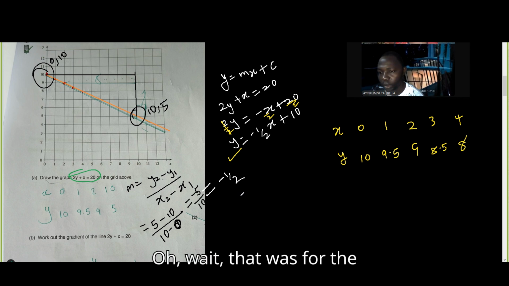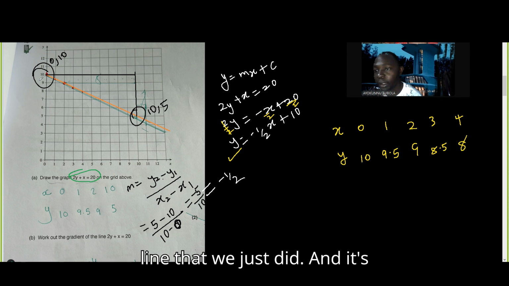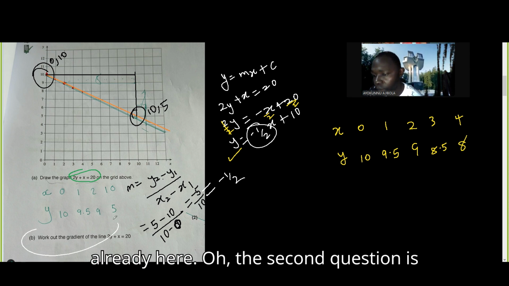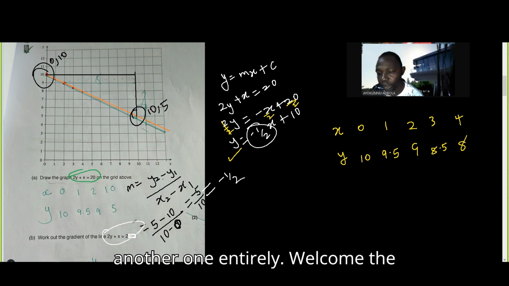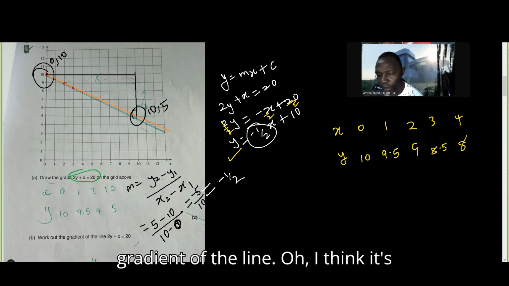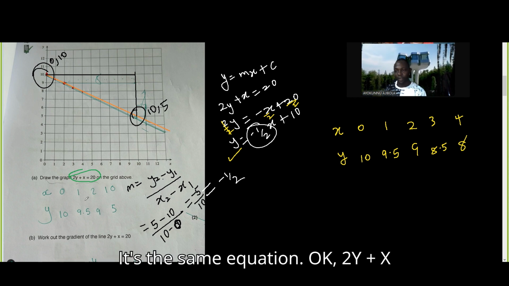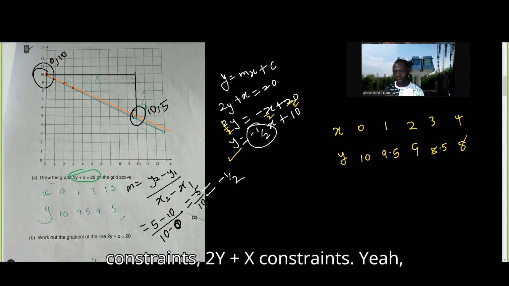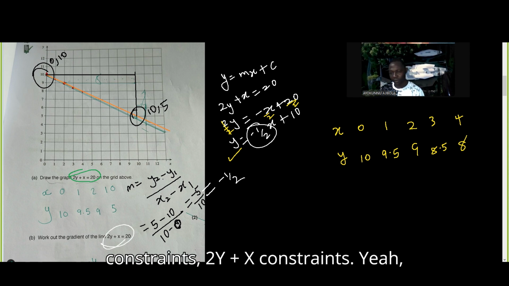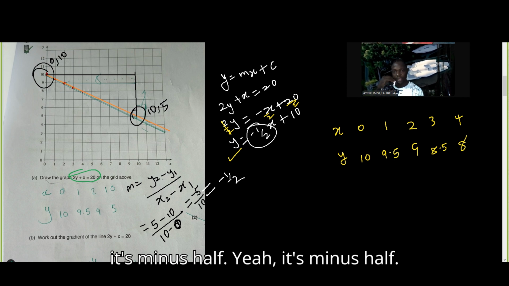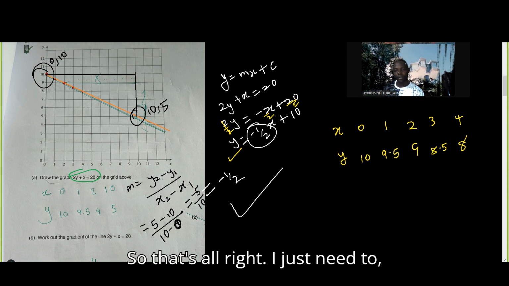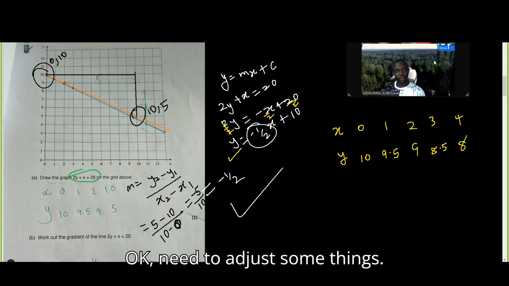Oh, wait. That was for the line that we just did, and it's already here. Oh, the second question is another one entirely. Work out the gradient of the line. Oh, I think it's the same thing. It's the same equation, 2y plus x equals 20. Yeah, it's minus half. All right, correct. Okay, you need to adjust some things.